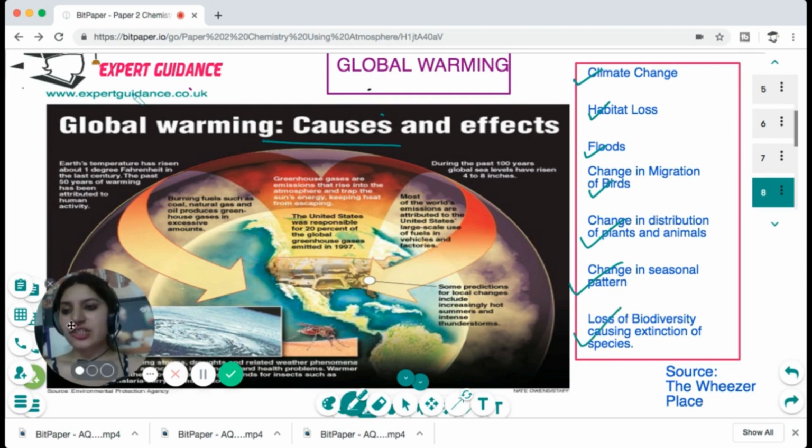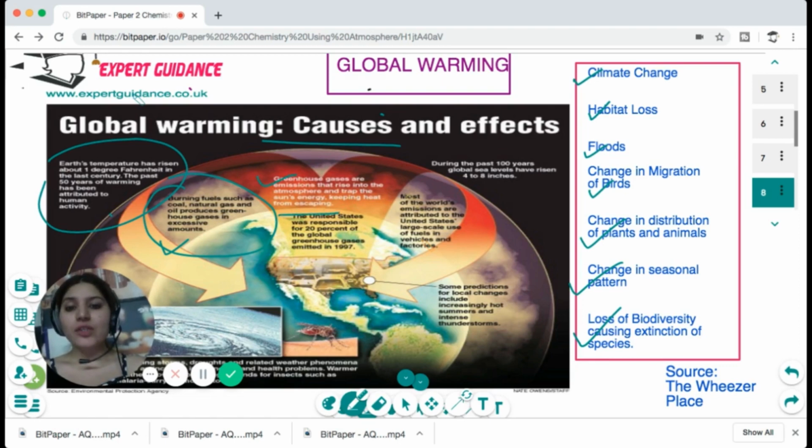causing extinction of species. You can see that the Earth's temperature has risen about 1 degree Fahrenheit in the last century, and the past years of warming have been attributed to human activity, because burning fuels such as coal, natural gas, and oil produces greenhouse gases in excessive amounts. Greenhouse gases are emissions that rise into the atmosphere and trap the sun's energy, keeping heat energy from escaping.